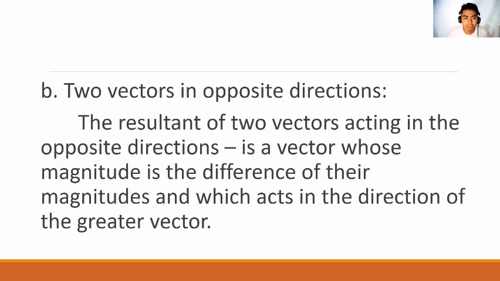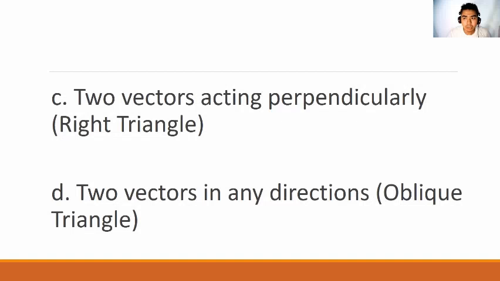Second case, two vectors in opposite directions. The resultant of two vectors acting in the opposite directions is a vector whose magnitude is the difference of their magnitudes and which acts in the direction of the greater vector. That is for our second case. Third case, we have two vectors acting perpendicularly or right triangle. And fourth case, we have two vectors in any directions.